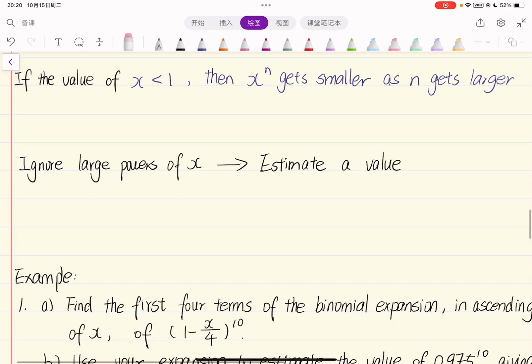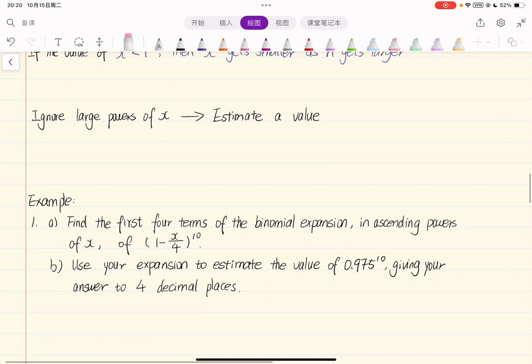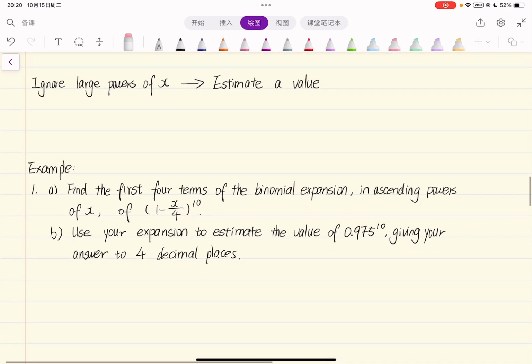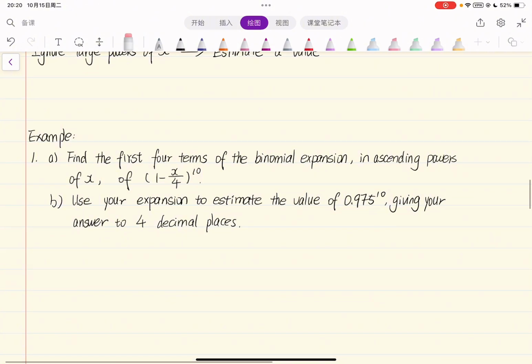For an example question, find the first 4 terms of the binomial expansion in ascending powers of x of (1 minus x over 4) to the power of 10. So we know how to do it.